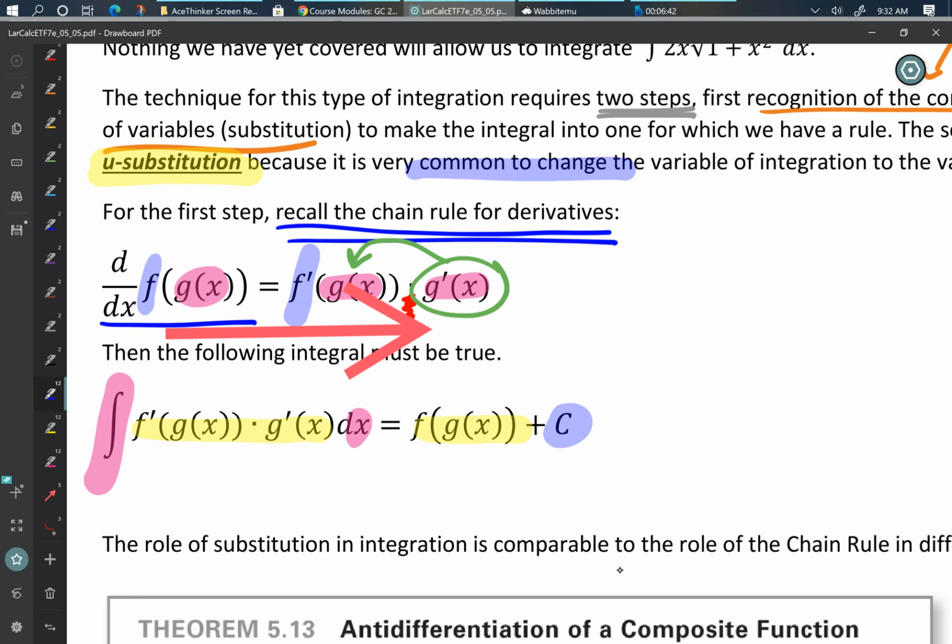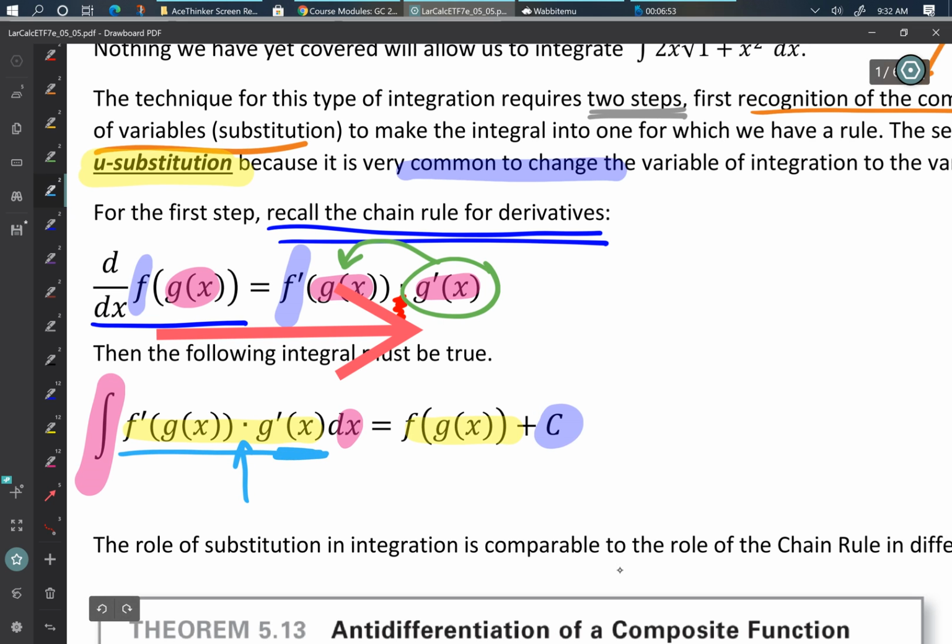We're going to somehow look at this, use pattern recognition to say, hey, there's two things being multiplied together. One of those two things looks like the derivative of the inside of the other thing. I think substitution will work, and then we'll try substitution and see if it does work.